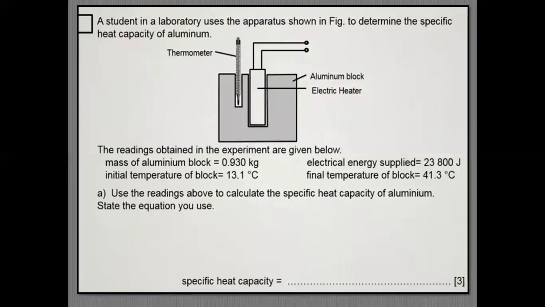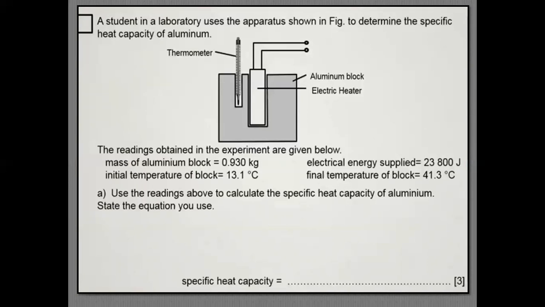Let us see one example of a question from past paper 4. As you see here, a student in a laboratory used the apparatus shown in the figure to determine the specific heat capacity of aluminum. This question is related to the previous experiment that we explained before. As you see, the readings obtained in the experiment are given below.